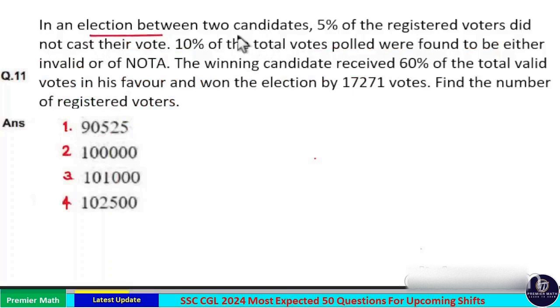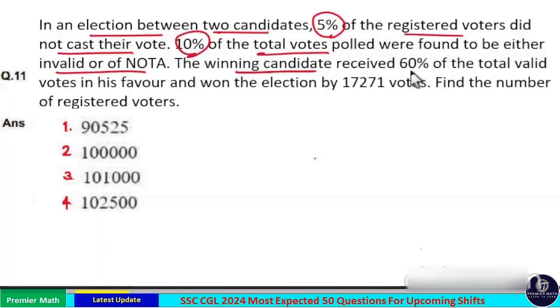In an election between two candidates, 5% of the registered voters did not cast their vote. 10% of the total votes polled were found to be either invalid or NOTA. The winning candidate received 60% of the total valid votes in his favor and won the election by 17,271 votes. Find the number of registered voters.